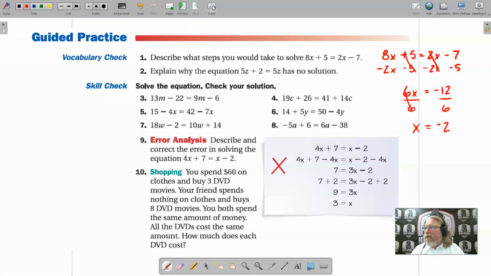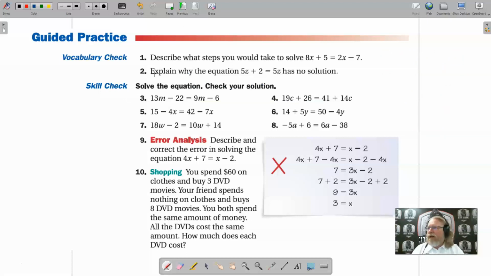If I look at some of the other ones here in the skill check, oh, we skipped number 2, didn't we? Explain why the equation 5z plus 2 equals 5z has no solution. Well, that's because I've already got 5z on each side. So whatever I plug in for z, this and this are going to have the same value. But on the left side of the equation, I'm trying to add 2 after I plug in that value. So we're never going to be able to find anything that satisfies this equation, because we have 5z on both sides, but we have an additional 2 on the left.